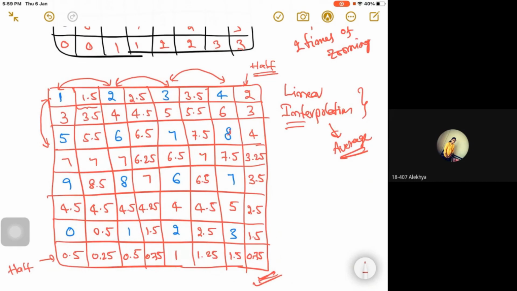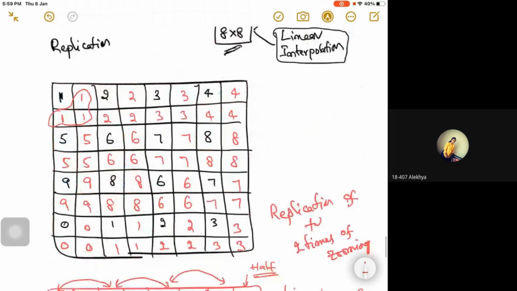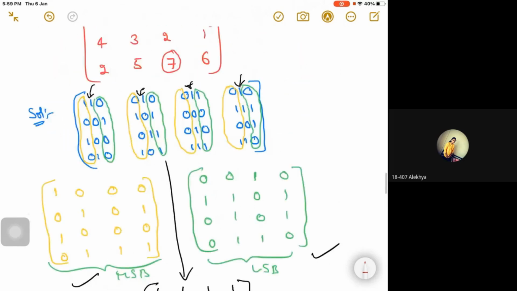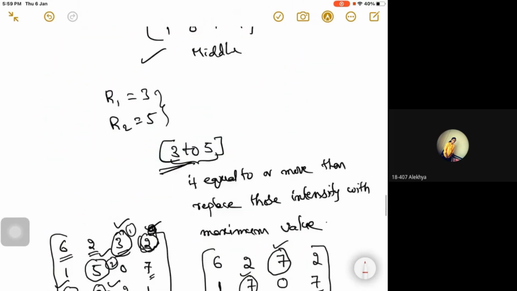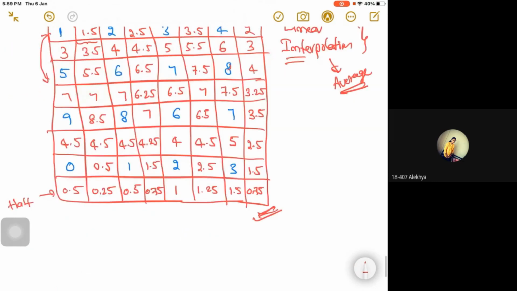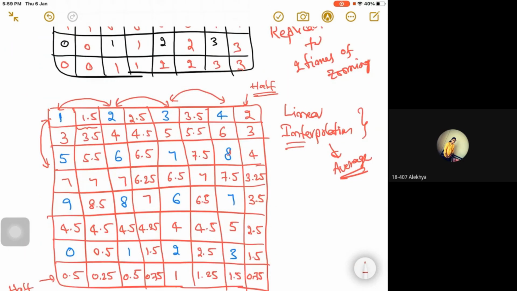Yes, this is about the zooming operation, as well as how to make the given image into various bit planes. I think you understood what we have covered today. We have covered bit plane slicing as well as zooming. If you are having any doubts, please ask me.